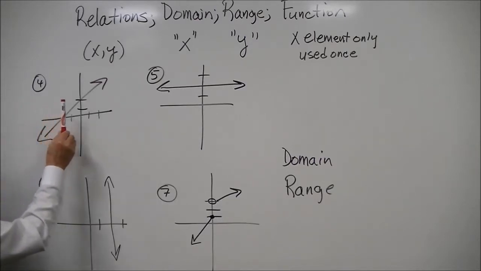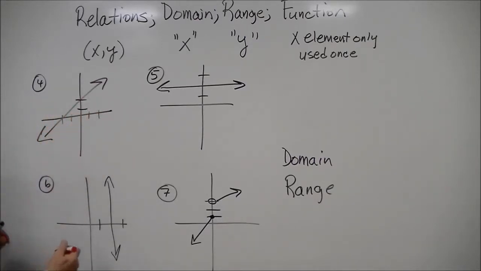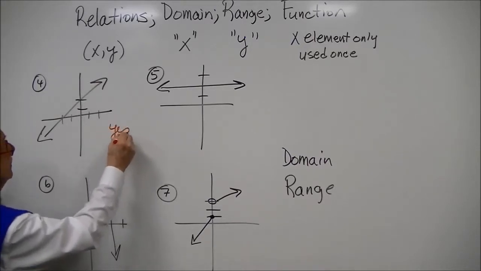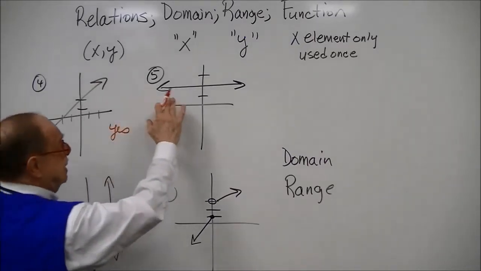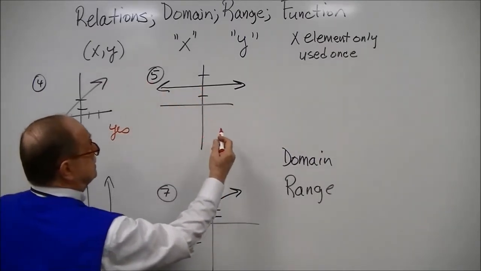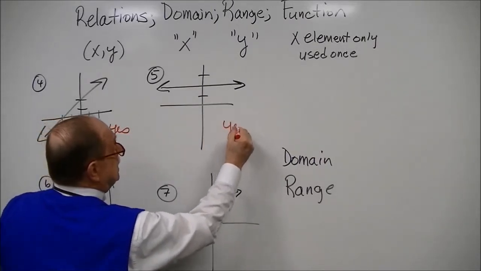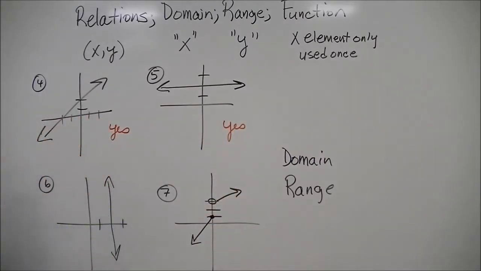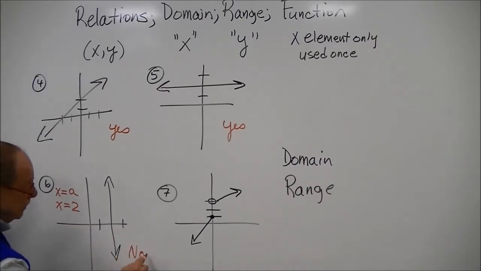Does it pass the vertical line test? And the answer is yes. It is a function. How about a horizontal line? It passes the vertical line test, so yes, it is a function. Now how about the graph of this one, x equals a, or in this case, x equals 2. Does this pass the vertical line test? And the answer is no. So this is not a function.